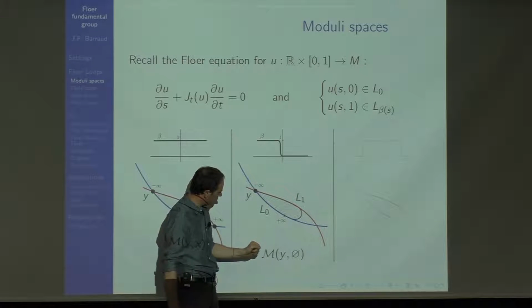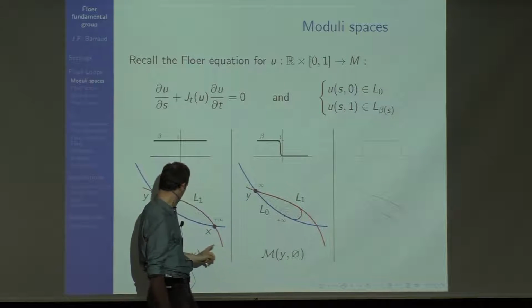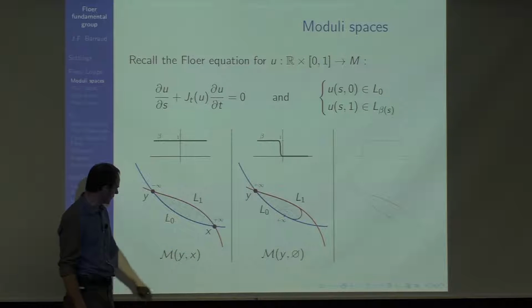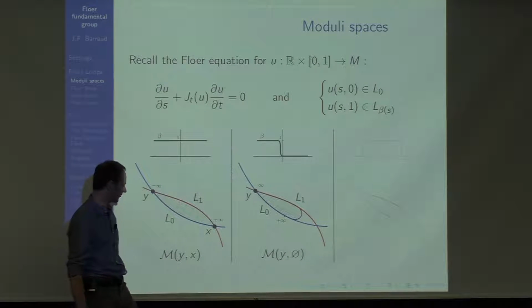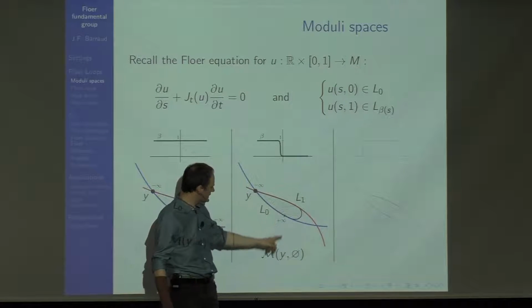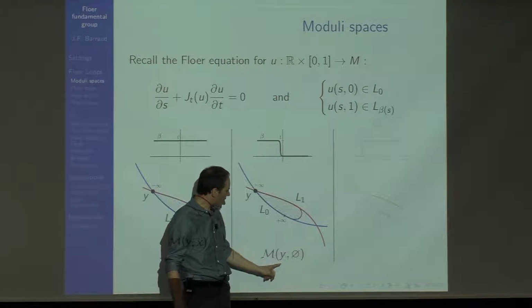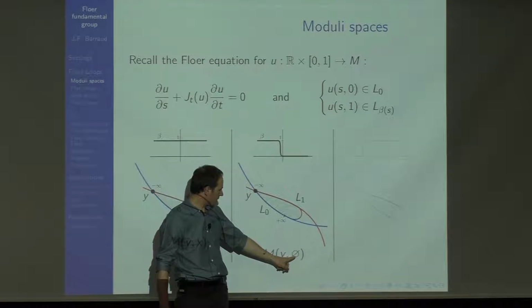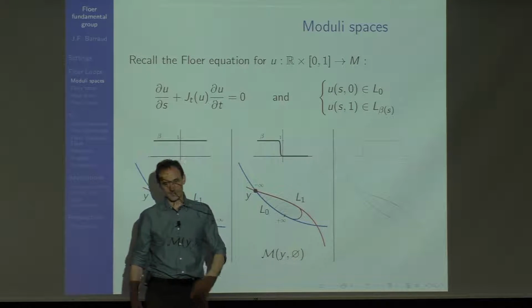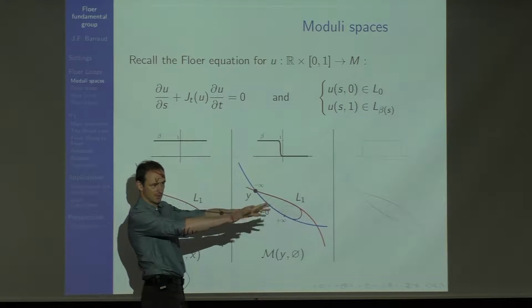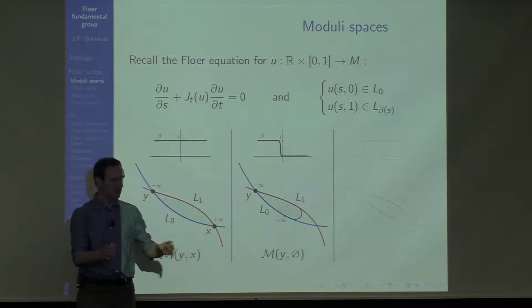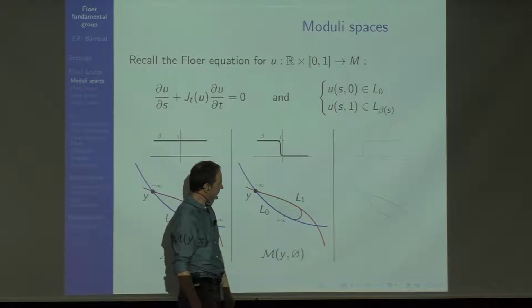In this case, I did not say that, but here you can read that the moduli space of strips from Y to X is denoted by M from Y to X. And here I denote this by moduli space from Y to the empty set, by which I mean that I put no constraint on this plus infinity limit of my strip. Okay, this limit, the plus infinity end, is free to move on L0.